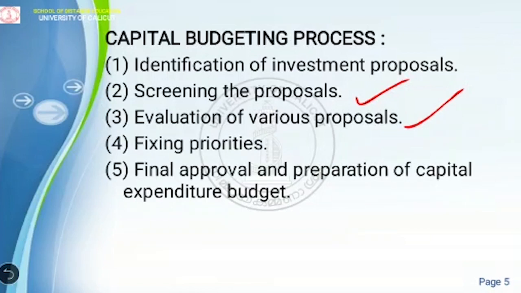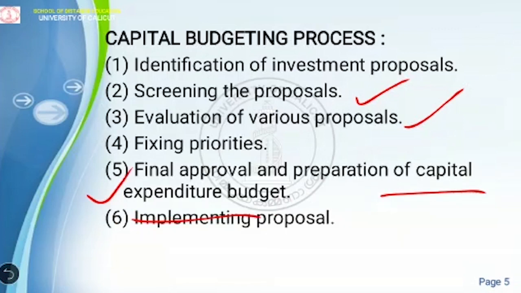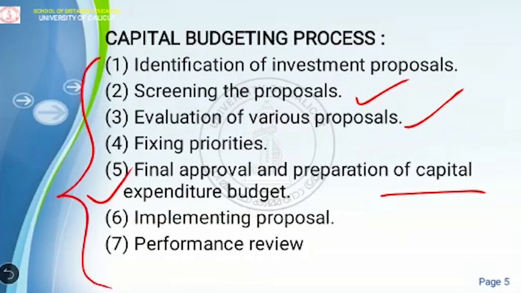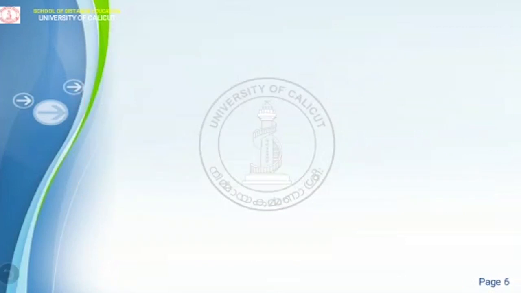After that, final approval and preparation of the capital expenditure budget. We will finally select some of the projects, then prepare the capital expenditure budget for the future plan, and we will implement the proposal. Its performance review is the last step. So the capital budgeting process is a complex decision making process. We should take care while taking such decisions.